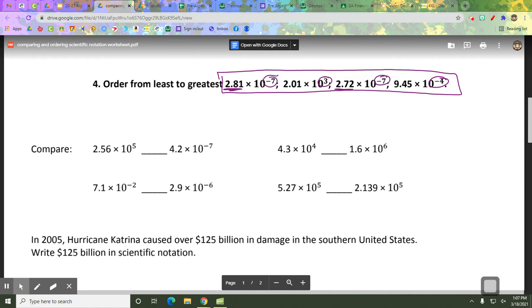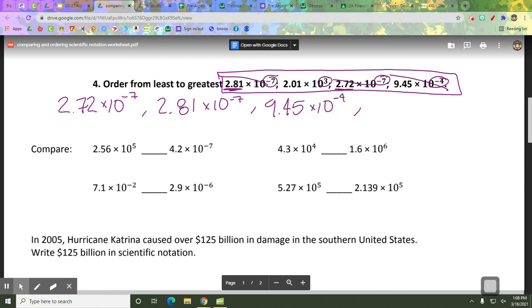2.72. So we order these, we're gonna have 2.72 times 10 to the -7. And then obviously this will come next because we were comparing those two. 2.81 times 10 to the -7. All right. So what's going to come next, the 3 or the -4? -4. So this will be 9.45 times 10 to the -4. And then obviously my last one, 2.01 times 10 to the third.